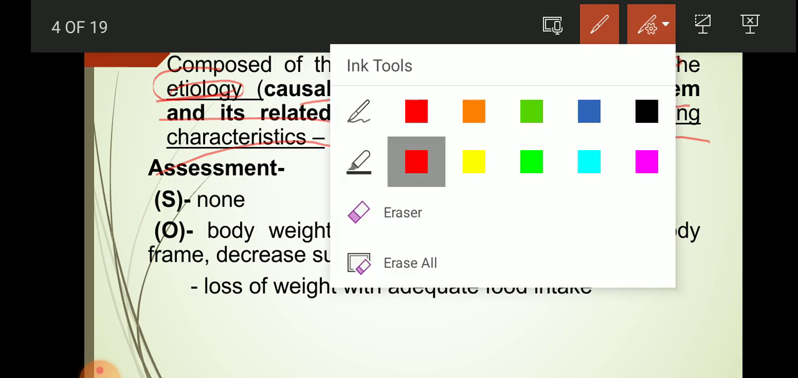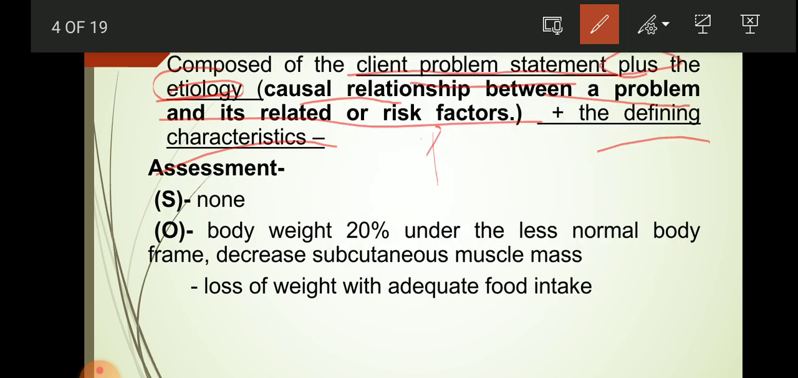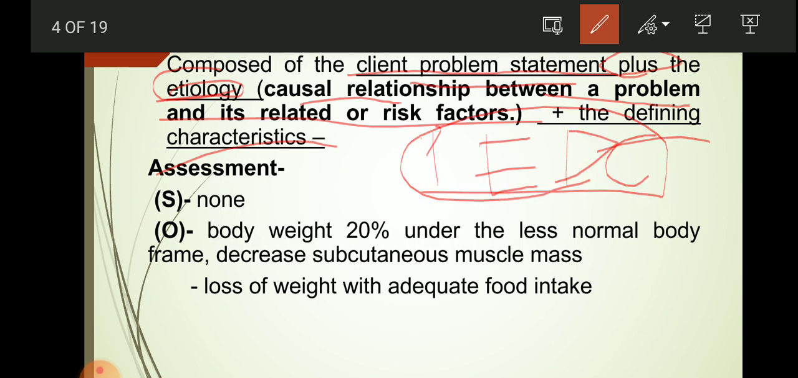Wait lang, ha. Problem, then etiology, and the defining characteristics. So mauna ang pattern nato sa paghimo ug nursing diagnosis.